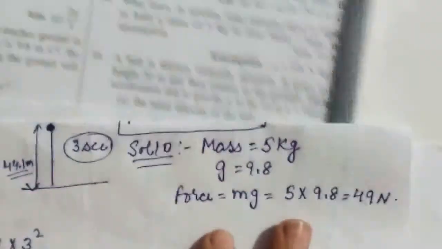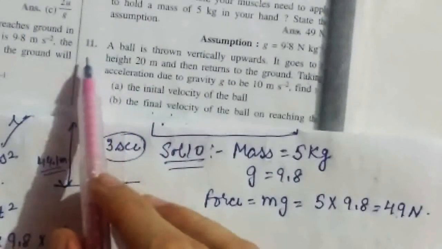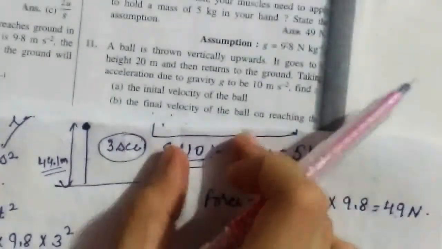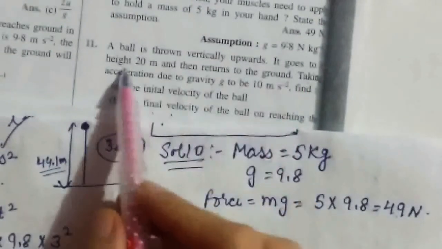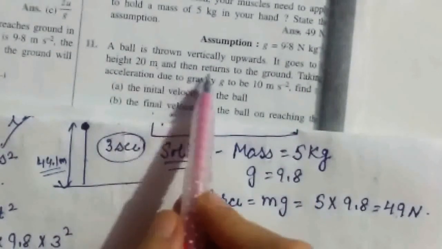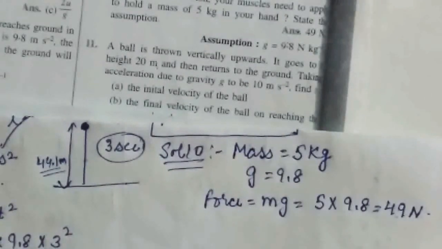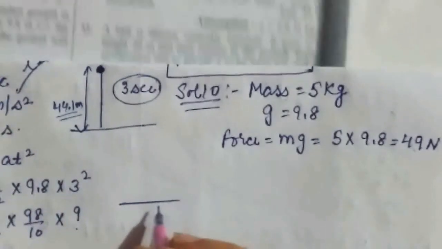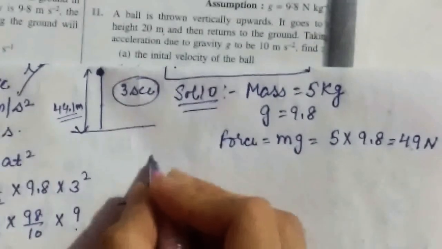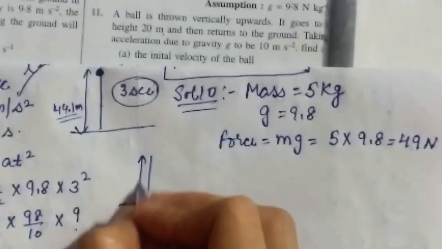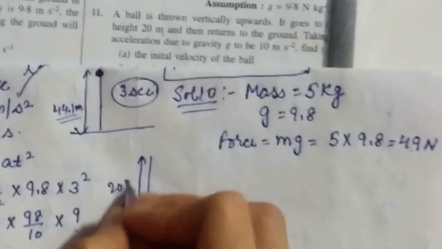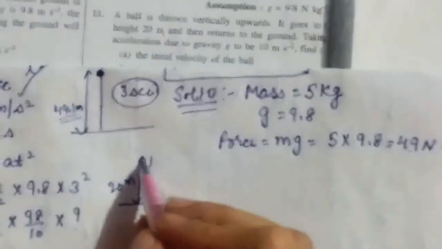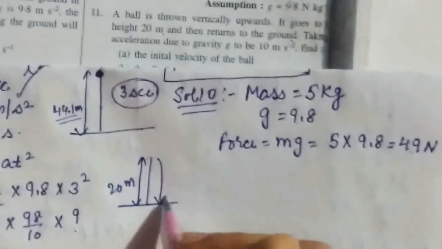Now the next one. Next is 11th numerical. A ball is thrown vertically upward. It goes to height 20 meter and then returns to ground. Again draw the diagram. This is your ground and ball is thrown vertically upward. It goes to height 20 meter. Clear? It goes to height 20 meter, then it again returns back to ground.